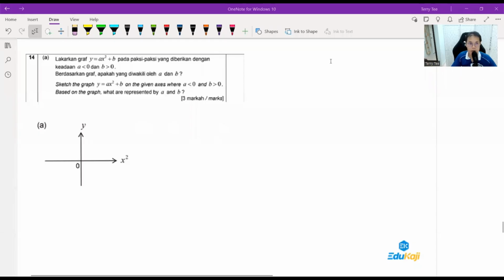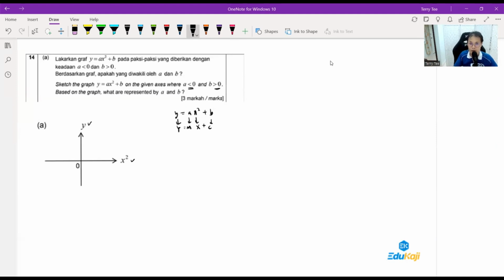Okay, question 14. This is from Form 4 Chapter 6 in your book. The first part, you're supposed to sketch the graph of y equals ax squared plus b, given that a is negative. You're sketching based on y versus x squared. So that means your horizontal is x squared, vertical is y. So this is your big Y, this is your gradient, this is your big X, this is your C. So I know my gradient is a, and a is less than 0, so it's a negative gradient.